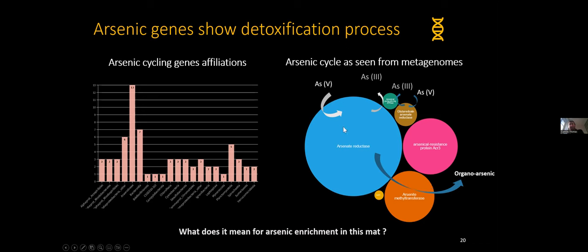These processes are actually detoxification processes, meaning that when organisms are in an arsenic-rich environment, they try to get rid of this arsenic and put it into organoarsenic. That makes it much less toxic for them. However, no organisms and no genes were found in this environment that link arsenic with arsenotrophic organisms. There is no organism able to use arsenic to gain energy. They only get rid of it through this detoxification process.